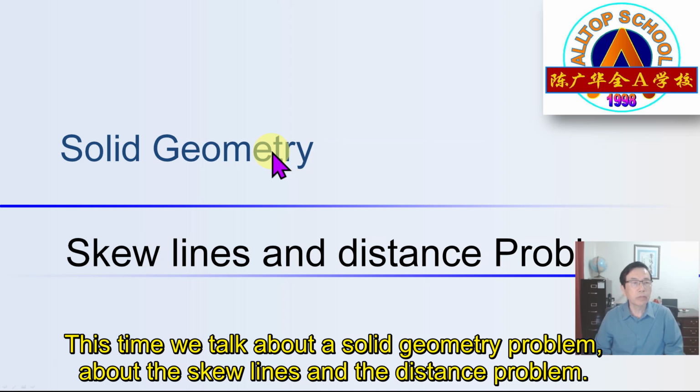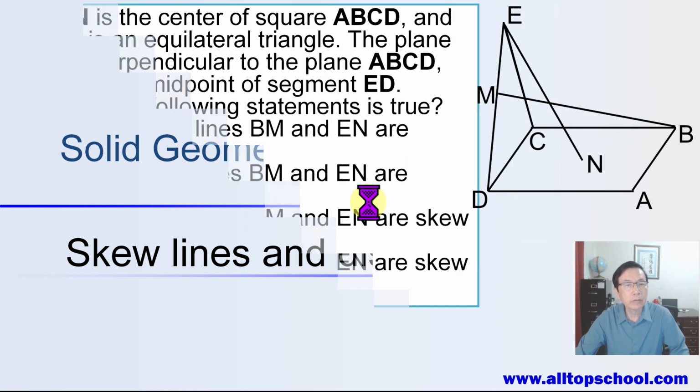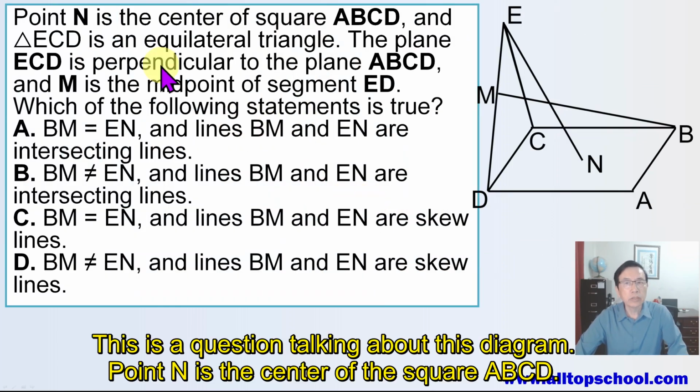This time we talk about a solid geometry problem, about skew lines and distance problems. This is a question about this diagram. Point N is the center of the square ABCD.